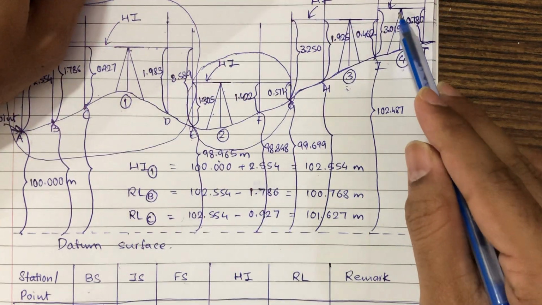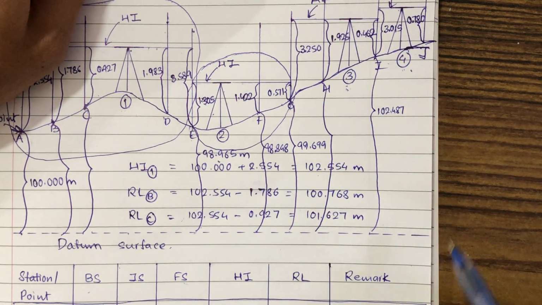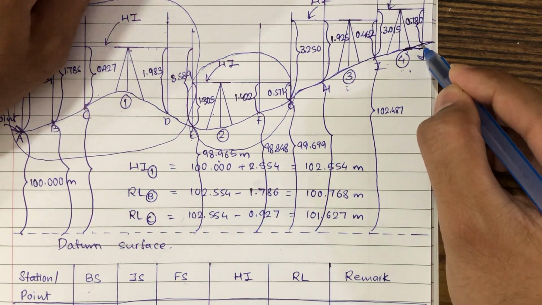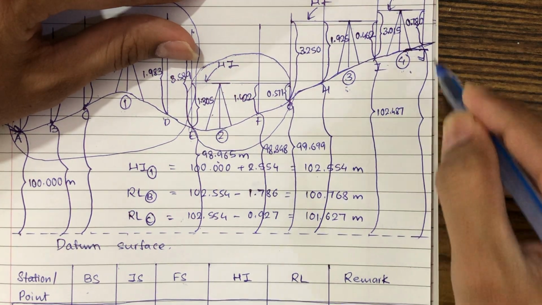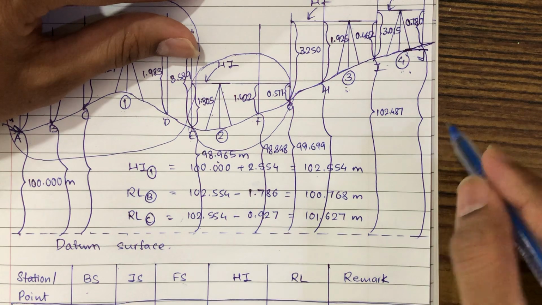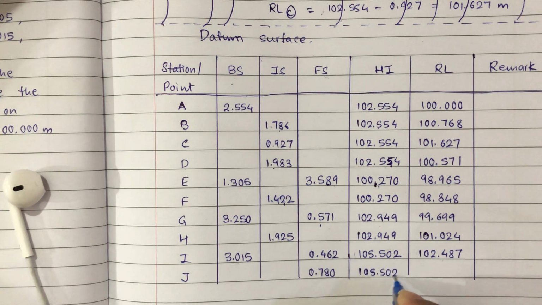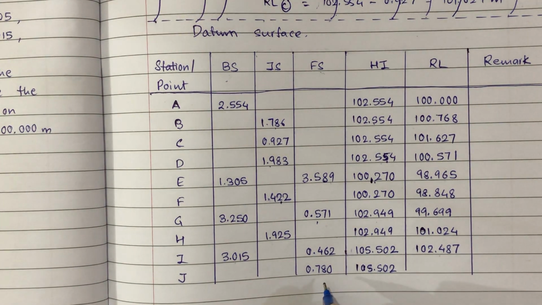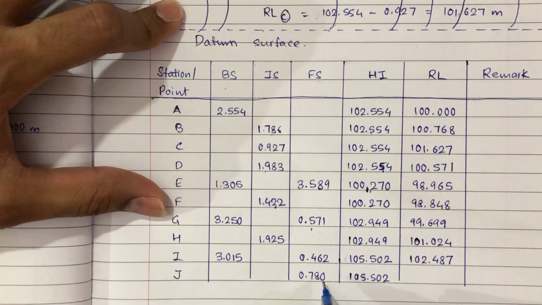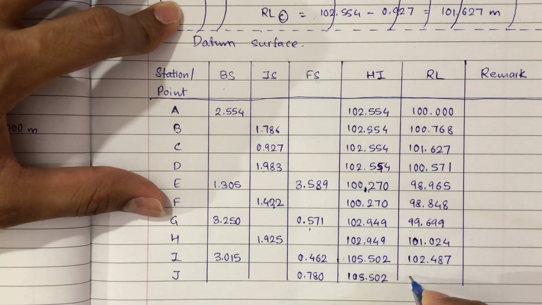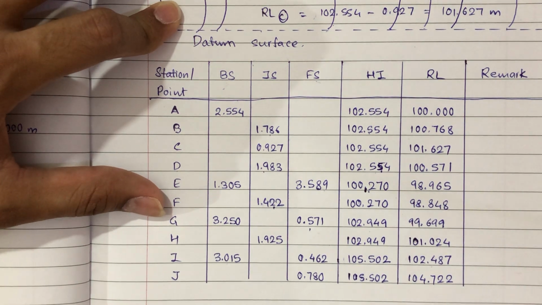This new HI is from here till the datum surface. So from this HI, if we subtract this 0.78, we will get the RL at J. This is the RL at J. So this 105.502 minus this 0.78. 105.502 minus 0.78 will give you the RL at J. So it comes out to 104.722.